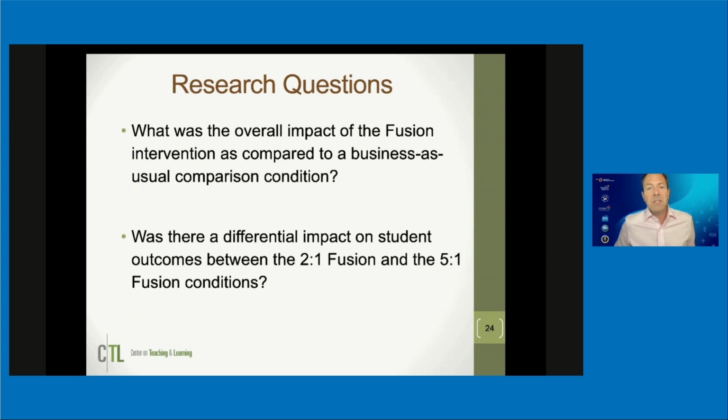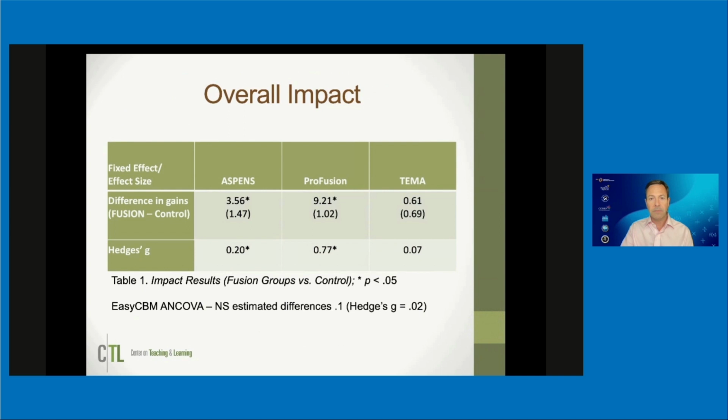So the two research questions that we had that I alluded to earlier: one, what was the overall impact of the Fusion intervention as compared to business as usual? And then the second one was, was there a differential impact on student outcomes between the 2-to-1 Fusion group and the 5-to-1 Fusion group? So for overall impact, you can see that we had generally positive impact across our measures. On 2 of the 3 outcome measures, we had a positive significant outcome, ASPENS and ProFusion. And then we had a positive non-significant outcome on the TEMA, which is another test of early mathematics.